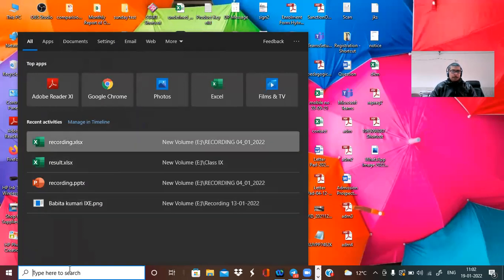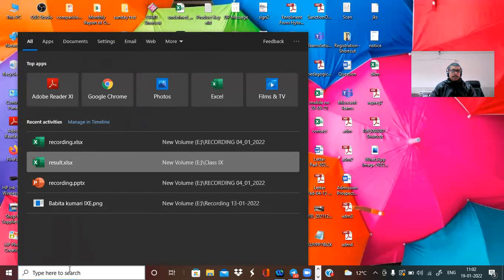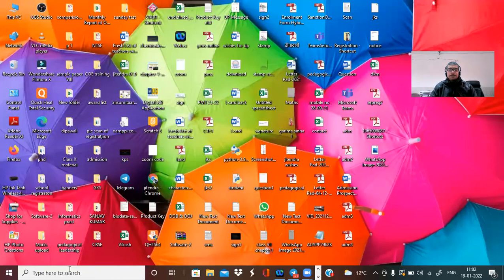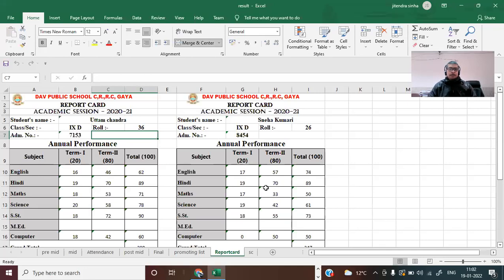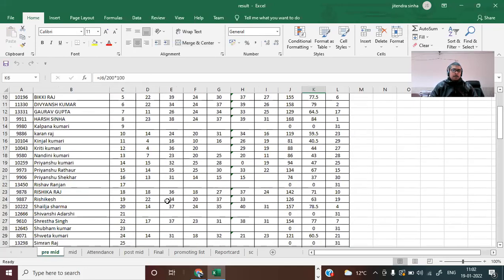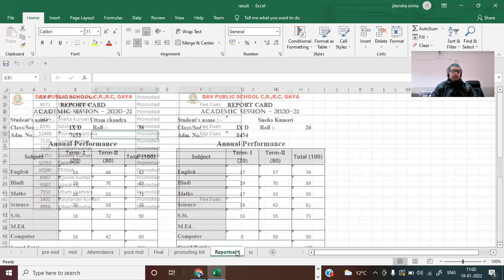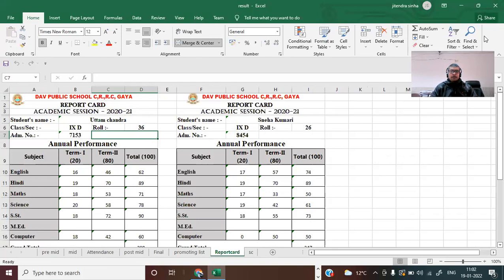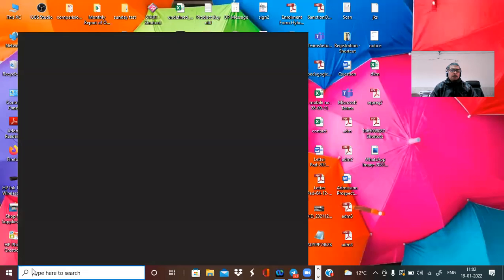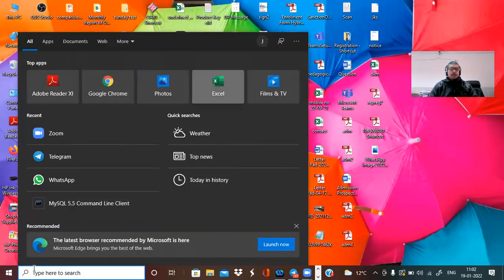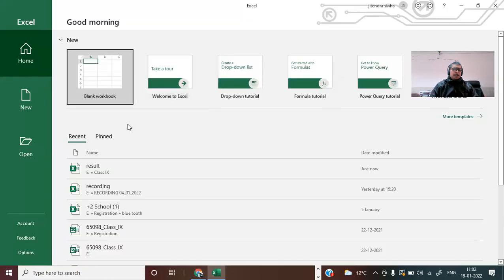Example of spreadsheet software. You can see this is Excel. This is one of the spreadsheet software. In this spreadsheet software, I have calculated the results. I have made the result, attendance, different types of work. Other spreadsheet software, you can see the OpenOffice and Lotus. So we will learn some about Excel.